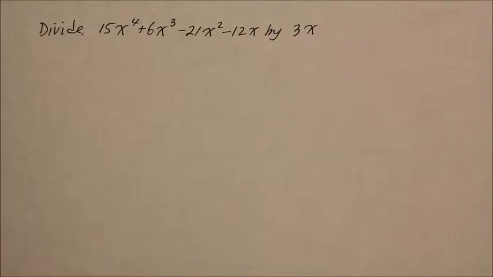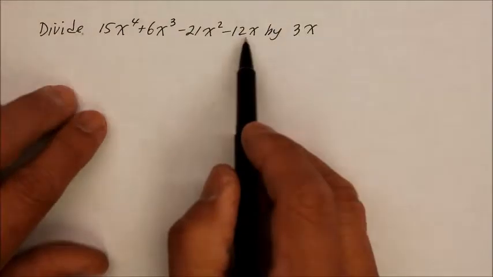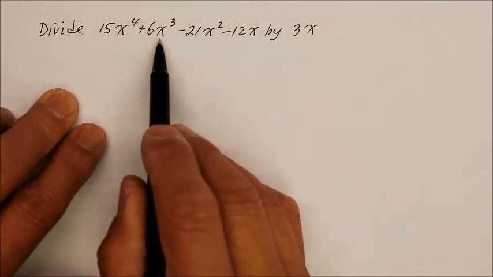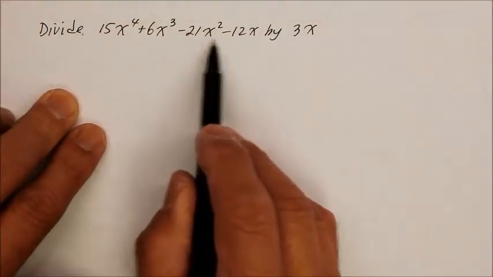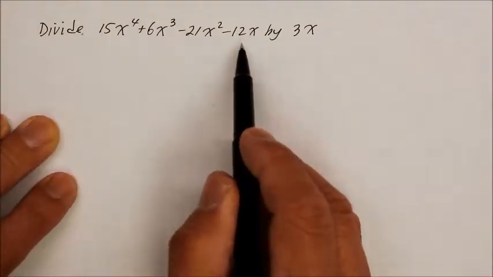Hi, this instructional video is about dividing polynomials. The dividend is given as 15x to the fourth plus 6x to the third minus 21x squared minus 12x. So that's the dividend.